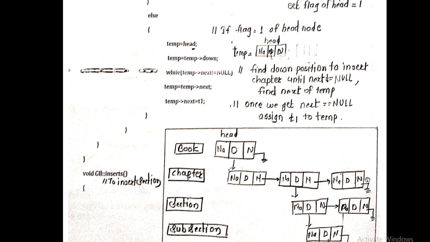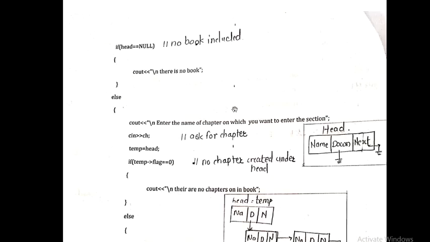We'll insert that temp node here. That chapter node T1, that is the newly created node, we have to insert over there. So in this way we have to move down first, and then we have to search for the next pointer. So here you can see, initially we have done the temp of down, and then we are searching for the next field to be null so that we can insert the node. So in this way we have to work over there.